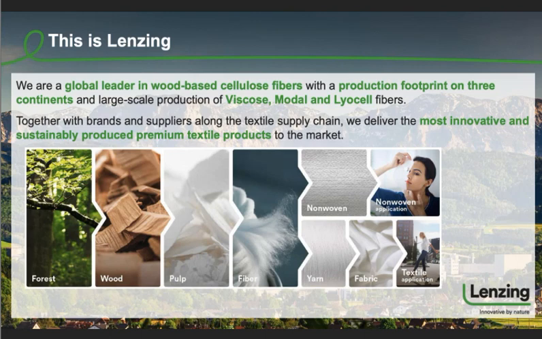We have a production setup network that crosses 3 continents. We produce 3 different types of cellulose fibers. One is viscose, the other one is modal, and we also produce our Tensile lyocell fibers. So everything we do starts from the forest, from the wood. We source wood, we source wood pulp, we produce it into a pulp, we convert it into different types of fibers, and these fibers go into different applications.